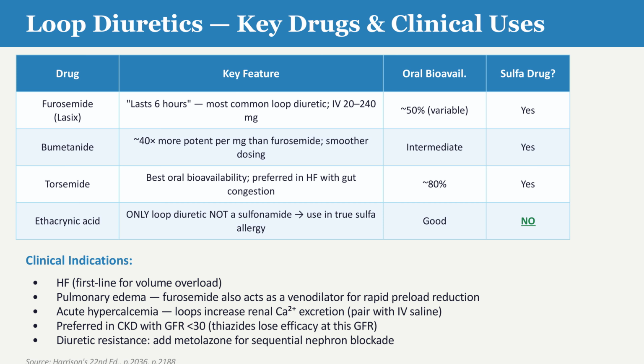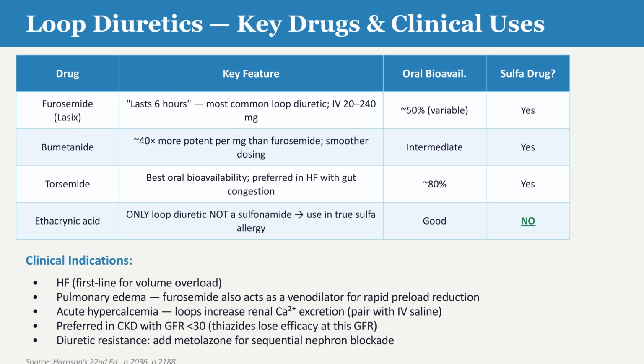Let's talk about which loop diuretic to actually reach for. Furosemide, also called Lasix because it lasts 6 hours, is the workhorse. Oral bioavailability is about 50% and unpredictable, which matters in gut-congested heart failure patients. Bumetanide is about 40 times more potent per milligram, and torsemide is the best oral bioavailability at around 80%, making it a favorite in advanced HF when gut wall edema limits furosemide absorption.